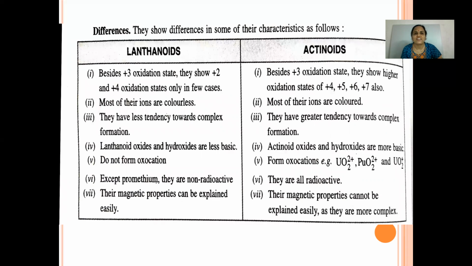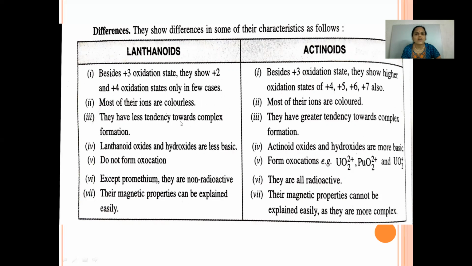Let's look at the differences. They show differences in some of the characteristics as follows. The first difference: in lanthanoids, besides +3 oxidation state, they show +2 and +4 oxidation states only in few cases. Whereas in actinoids, besides +3 oxidation state, they show higher oxidation states of +4, +5, +6, and +7 also. Most of the ions are colorless in lanthanoids, whereas in actinoids, most of the ions are colored.